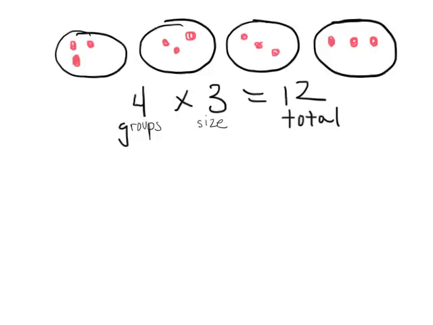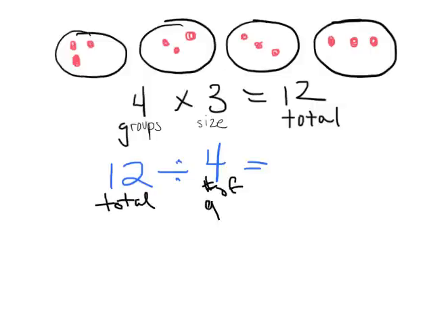So I'm going to belabor the point a little bit. We've come from a series of lessons where we might see 4 groups and 3 dots in each group, so that's 4 times 3 equals 12. The 4 stands for the number of groups, the 3 stands for the size, and 12 stands for the total. Now that we're talking division, in this lesson, we're always going to be given the groups. So 12 divided by 4 means 12 is the total, 4 is the number of groups, and by a process of elimination, 3 is the answer, which is the size of each group.